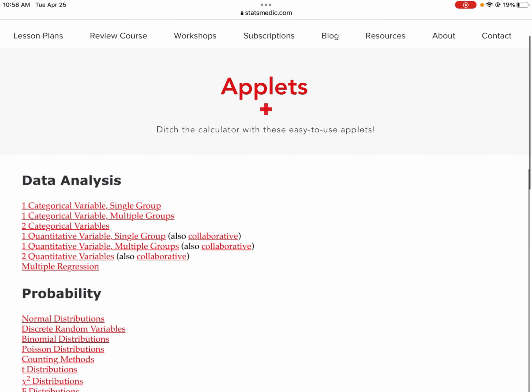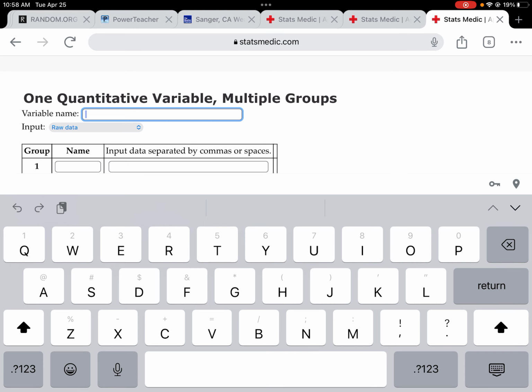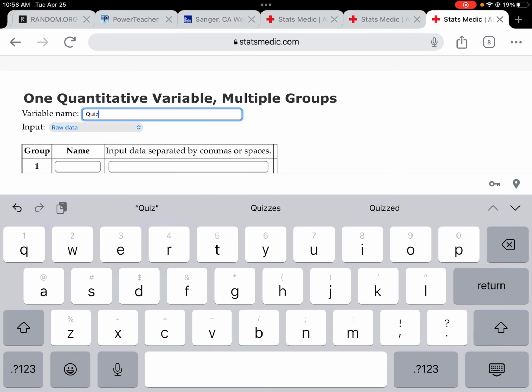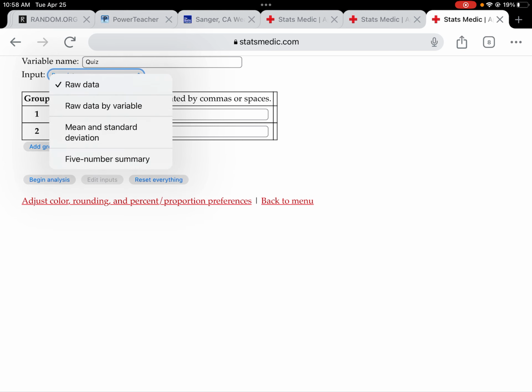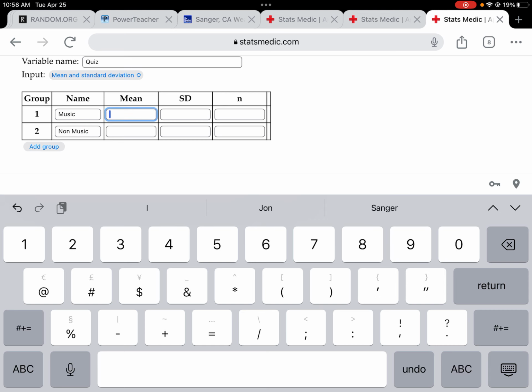All right, so one quantitative variable, multiple groups this time. We'll call that quiz. Then our two groups, sorry, we don't want raw data. You would put in raw data, but we have mean and standard deviation. Our two groups are music and non-music. Our mean, again, is 14.4, standard deviation was 3.5, and our n is 15. Then our second mean was 12.1, standard deviation 3.1, and n is 15 as well.